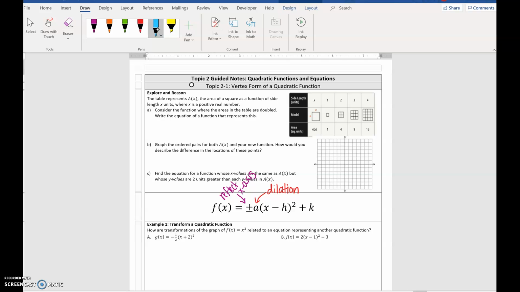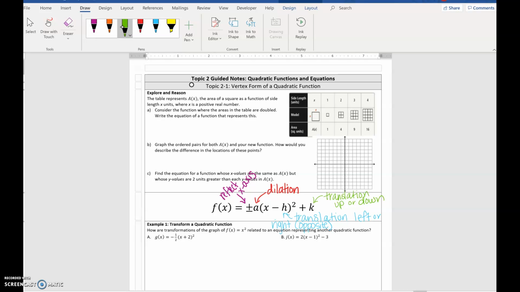And then H moved it left or right. So translation, left or right. And it was opposite because of that negative inside of it. And then we had K, which moved it up or down. So translation, up or down.